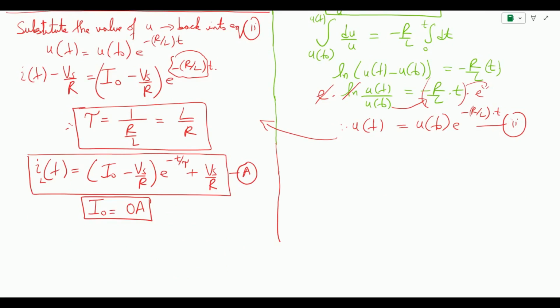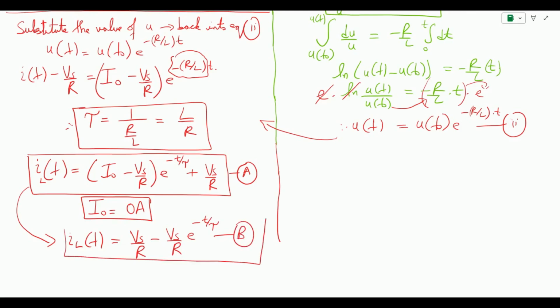So then this equation can further be simplified. So the inductor current comes out to be Vs by R, and then a negative Vs by R e raised to power minus t by tau. So this equation B is also a simplified version of the first equation, and these two equations are used side by side for solving the currents inside the step response of a system.